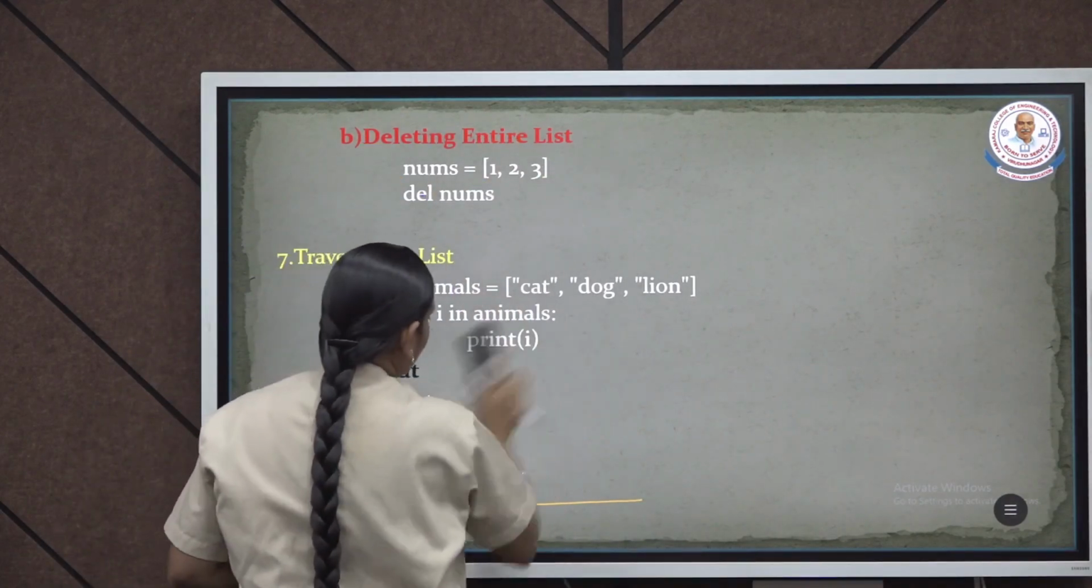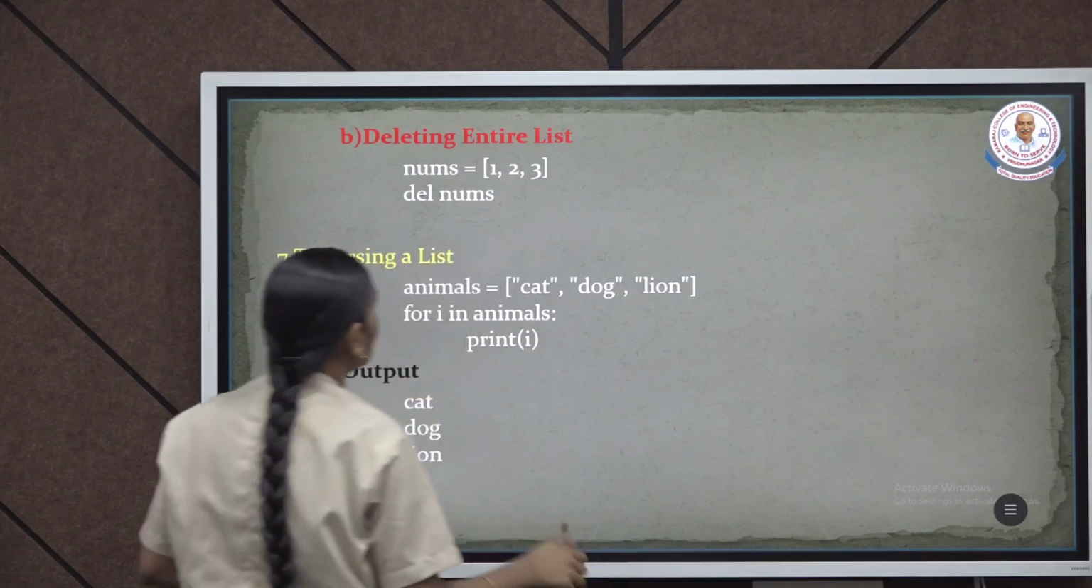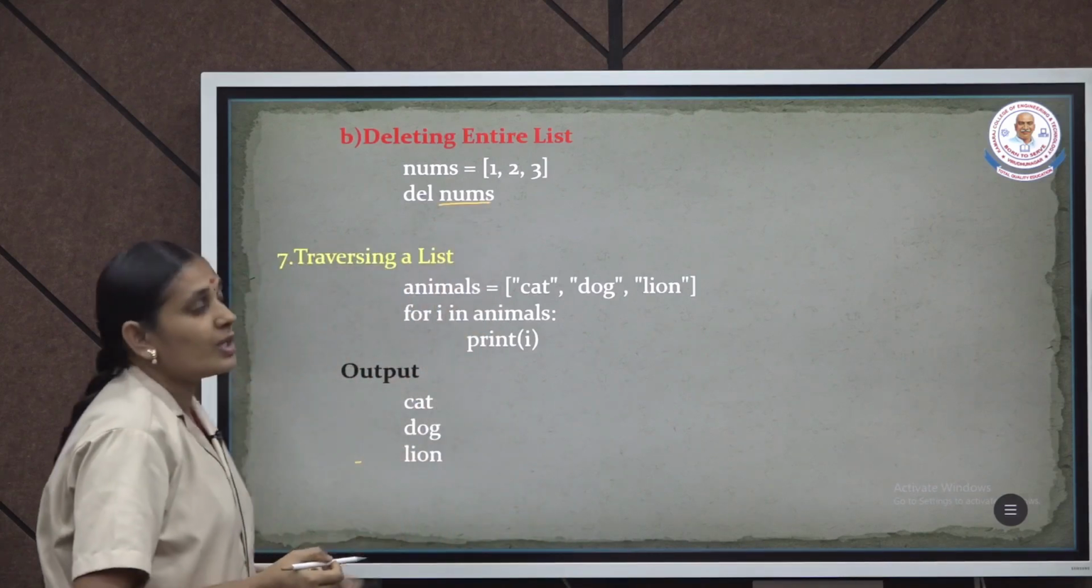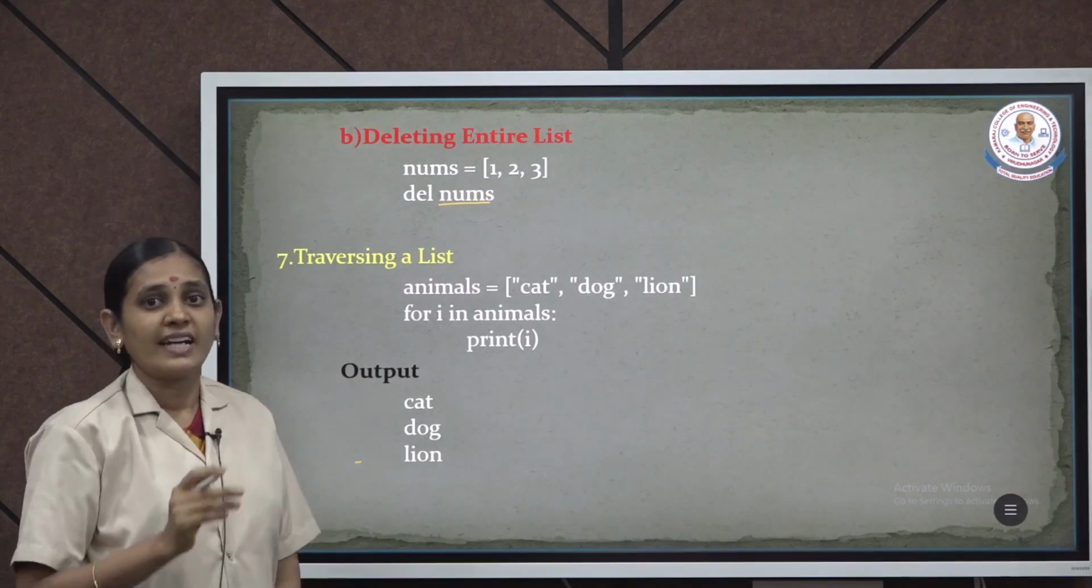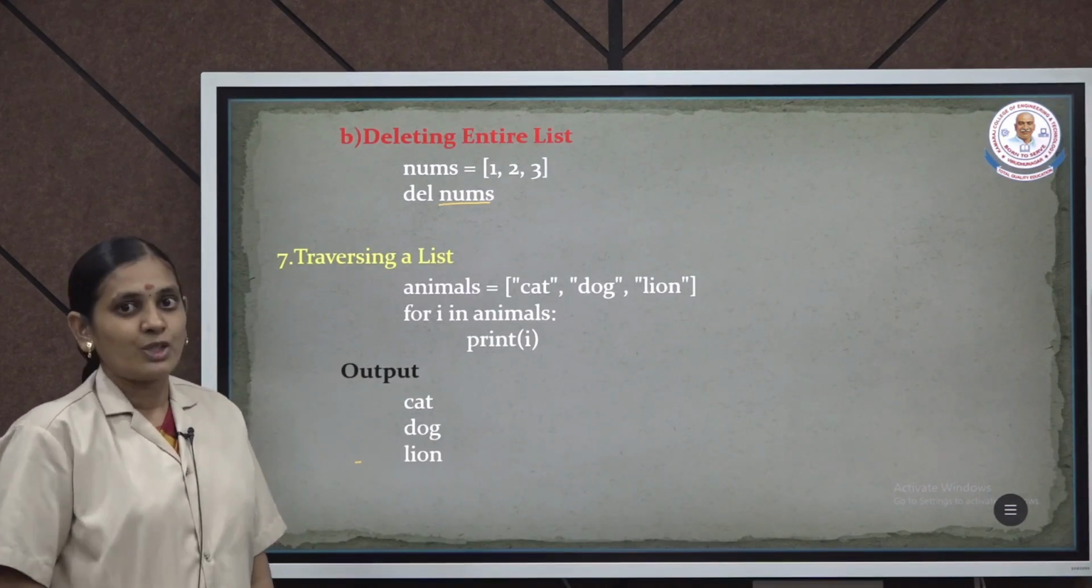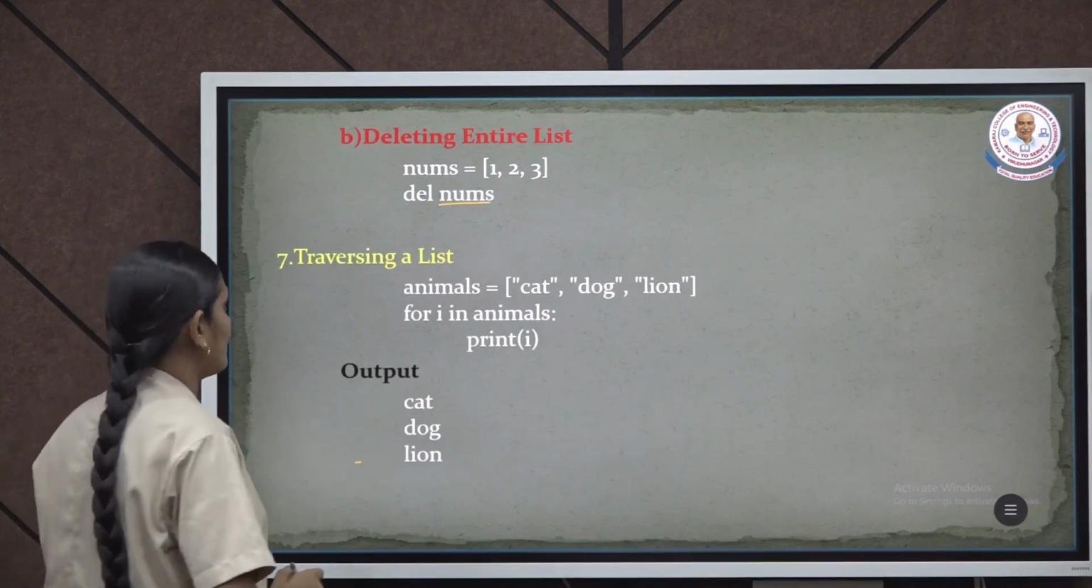And deleting the entire list. How can we delete the entire list? Simply we can call the list name. By using the list name with the del keyword, we can delete the entire list, and we can also use the clear method to delete the entire list.